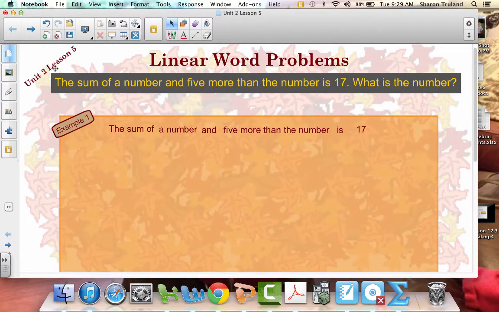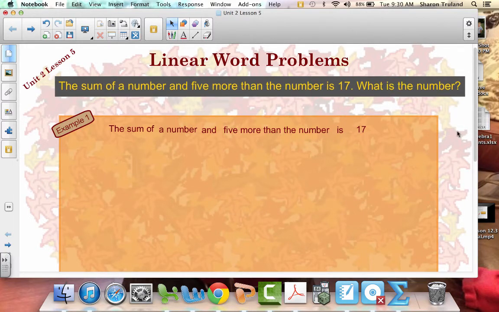Okay, today is lesson 5, and it's linear word problems. So once again, linear means line, which means one dimension, which means there's only going to be one answer. Word problems are many students' bane of existence. They hate trying to translate it, but you've got to think of it like a foreign language. We have English, and we want to translate it into math.